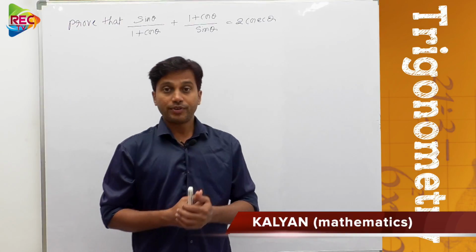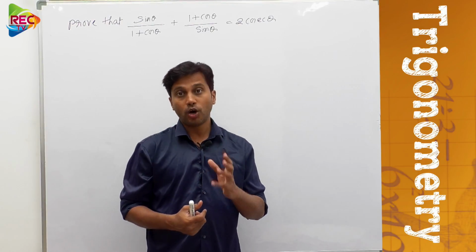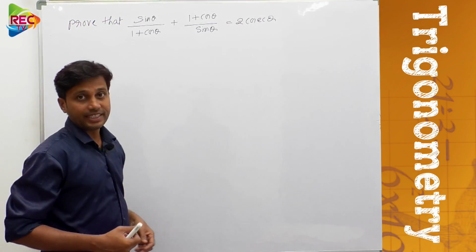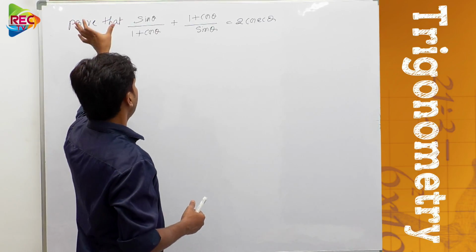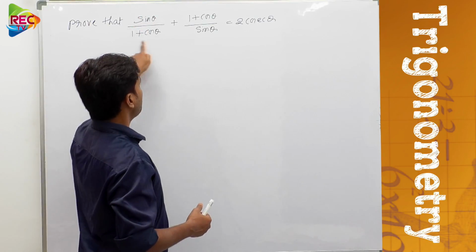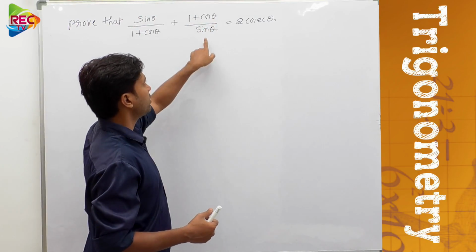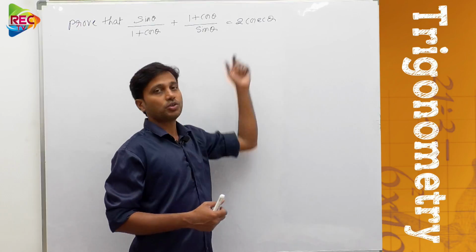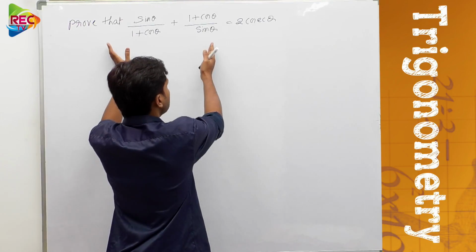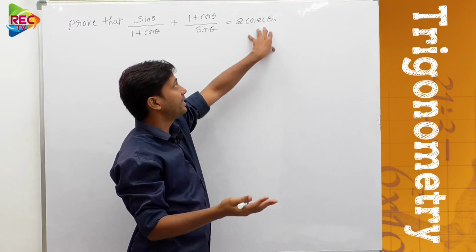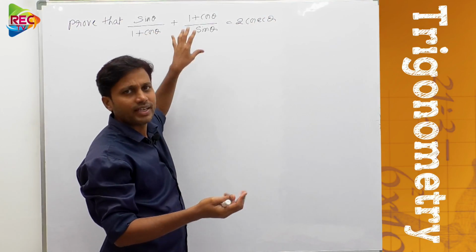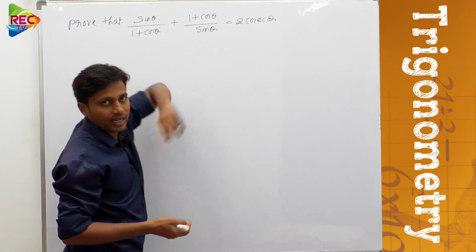So in this session also we are going to do one more different problem on trigonometric identities, and we need to prove something. Okay, what we need to prove? Just see here. We need to prove that sin theta by 1 plus cos theta plus 1 plus cos theta by sin theta should be equal to 2 cosecant theta. Means we need to take this LHS part and we need to obtain this one, right? Or else if you have the guts, you can take this and obtain this one also. Anyways, we'll take LHS part.